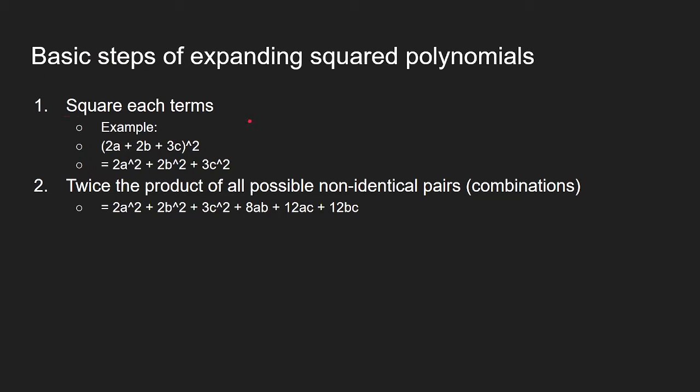The first step is to square each term, like this: 2a to 2a squared, 2b to 2b squared, 3c to 3c squared. And then you add twice the product of all possible non-identical pairs or combinations. So, for example, 2a times 2b would be 4ab, and then you multiply that by 2 for 8ab.